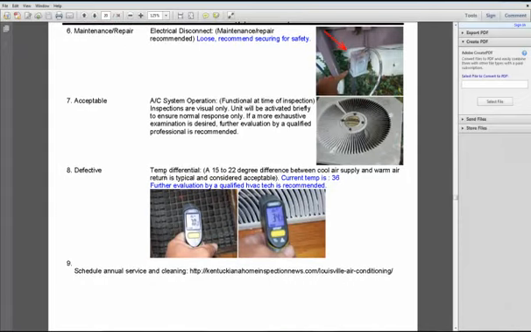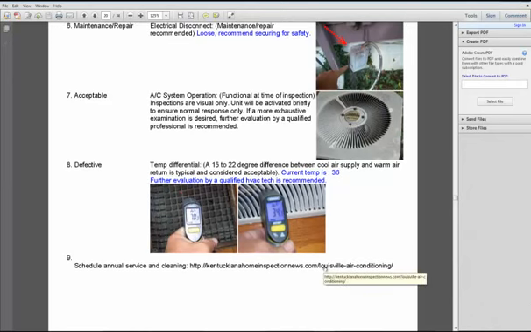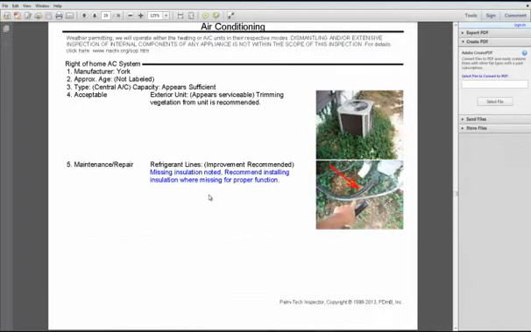The temp differential was defective. It's recommended to have a 15 to 22 degree difference between the return and the supply, and this temperature showed a 36 degree difference. Further evaluation was recommended. Then the link that takes them back to a service and cleaning site. I hope this helps you in the inspection of an air conditioning unit.